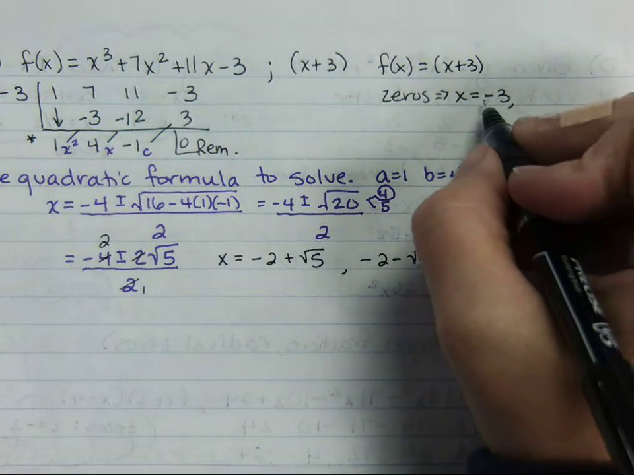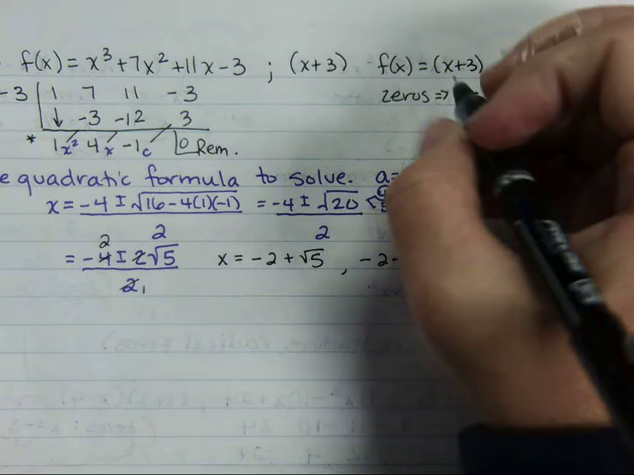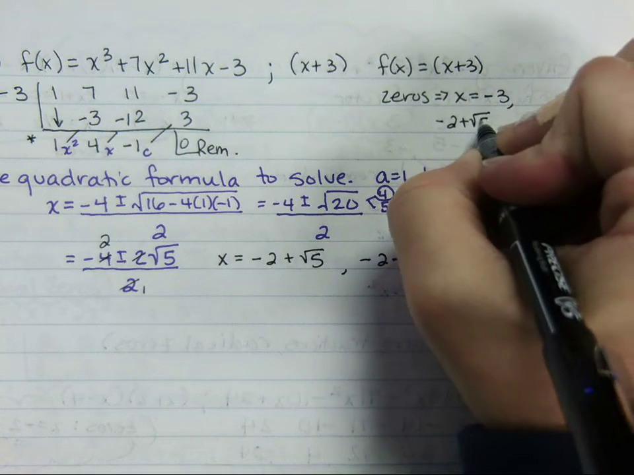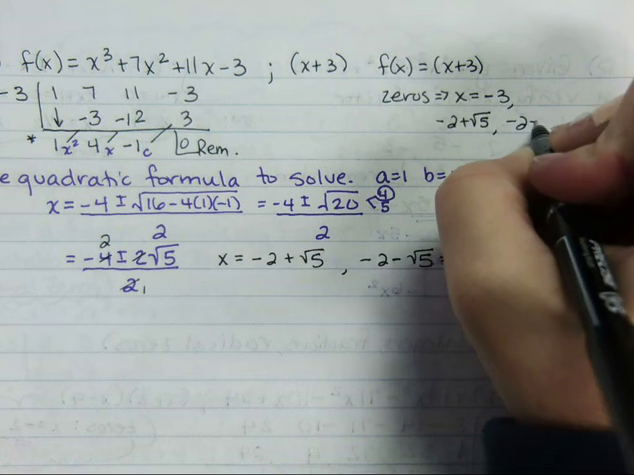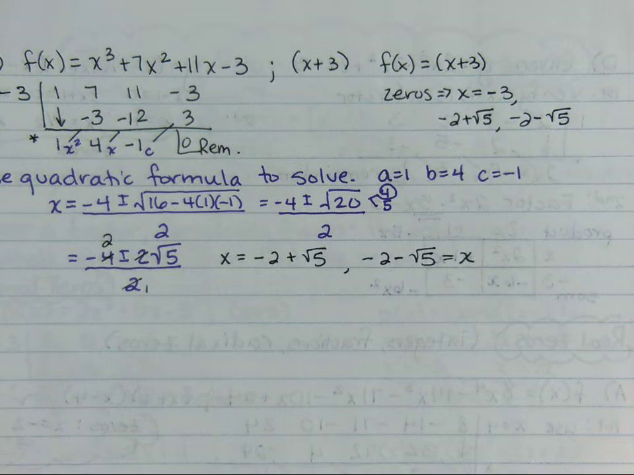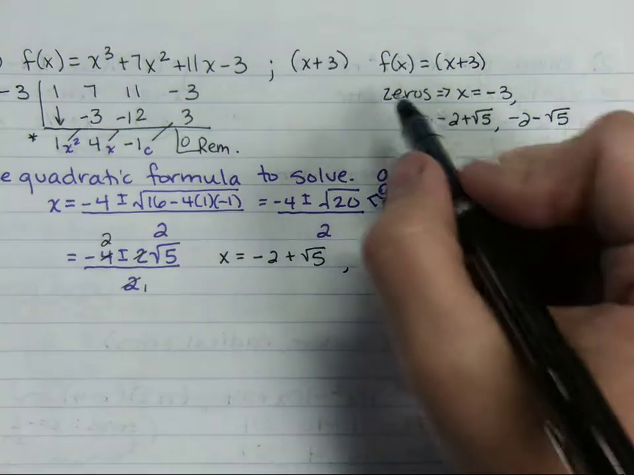So I have one of the zeros at -3. Another one is -2 plus root 5, and -2 minus root 5. And what that means is that it's some sort of decimal. I don't know exactly where it touches the axis, but it's not going to be a nice, pretty little dot I can plot. It's going to be somewhere in a decimal range. Right? So here are your zeros.